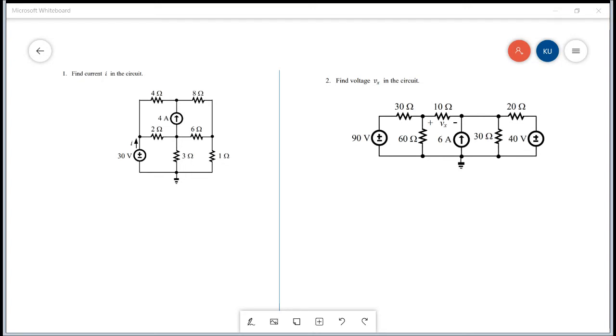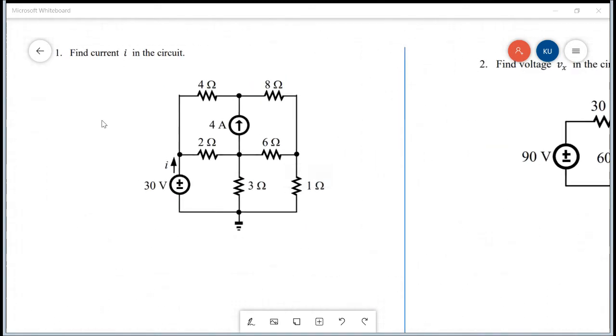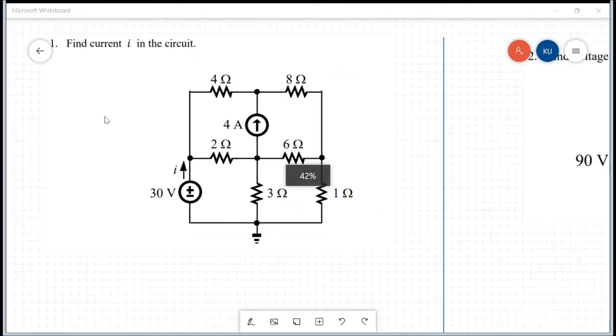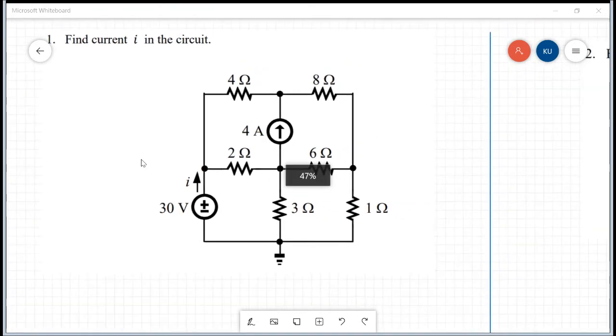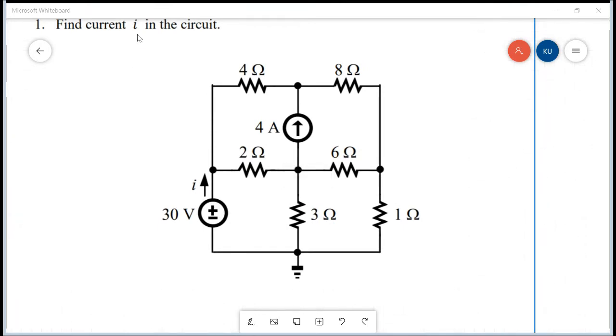Okay, in this video we talk about the solution for assignment 10. So we have two questions, so let's begin. For the first one, the circuit looks like this, and we need to find the current I here, which is the current going through the voltage source.